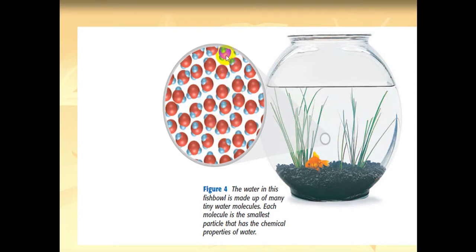So when we remove the molecules away from each other, we still have water. But when we break down one molecule itself, we will not have water anymore because they are hydrogen and oxygen atoms. The water in this fishbowl is made up of many tiny water molecules. Each molecule is the smallest particle that has the chemical properties of water. Each molecule has the same physical and chemical properties of water. So when you have only one of these molecules, you still have water. When you break it down, you will not have water anymore.